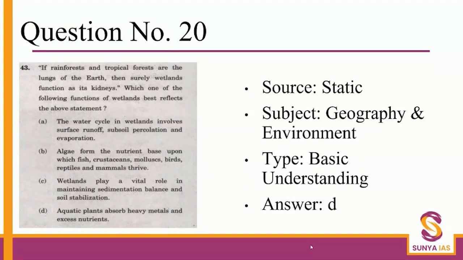In this question, the answer is in the question itself. It is telling you that wetlands are kidneys. So now you just have to choose what is the function of a kidney. It just filters out waste, right? So here the answer is aquatic plants absorb heavy metals and excess nutrients. This is a question where you can use your logical aptitude and your guessing abilities also, right? Again, this was a geography and environment mixed question, and it tests your basic understanding. Again, it is a static related question.